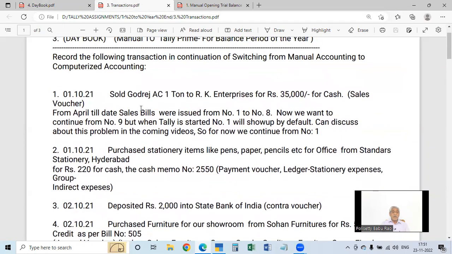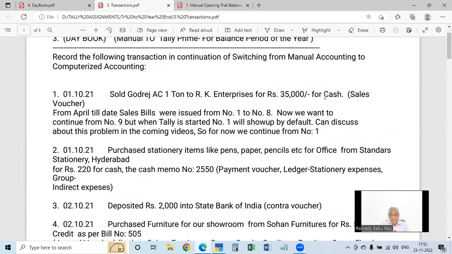See here. 1st October, sold Godrej AC 1 ton to RK Enterprises for 35,000 rupees for cash. Cash means whatever it may be. The Godrej AC is inventory, goods. Goods sold to RK Enterprises. Where do you have to enter? We have to go to sales voucher. Goods, cash or credit, purchase or sale will be purchase voucher or sales voucher. It is goods sold, so cash or credit, in the sales voucher you have to enter.